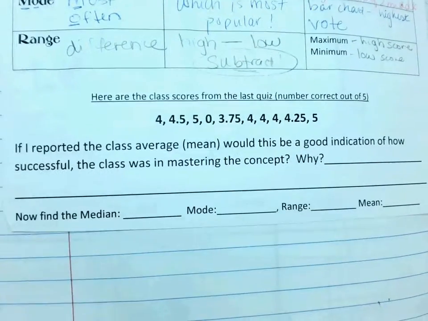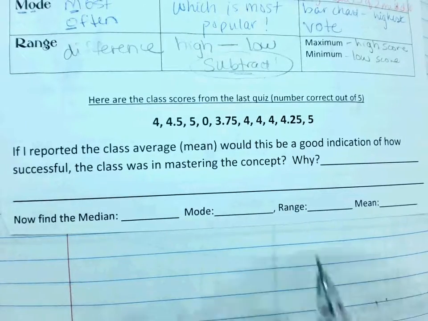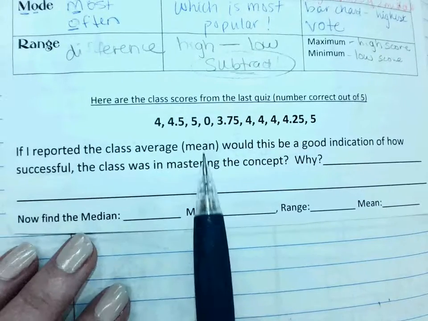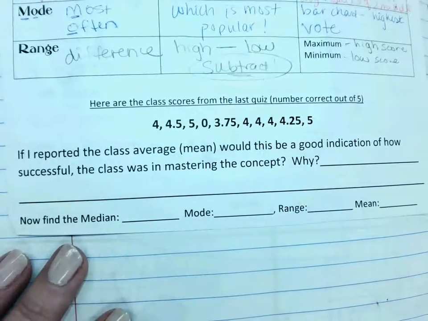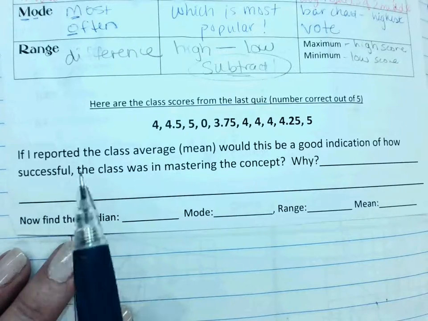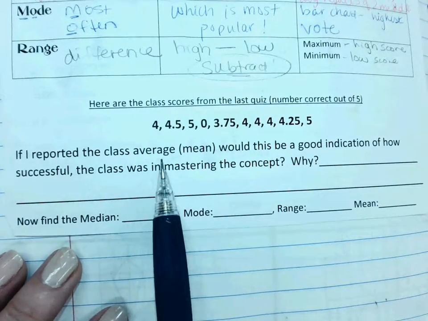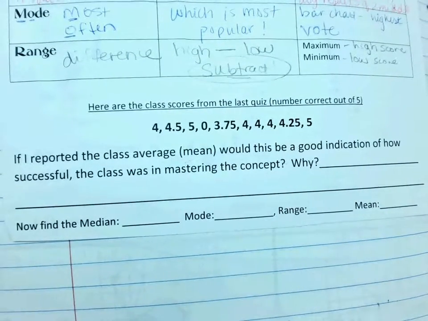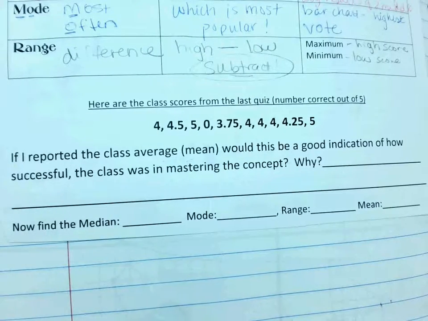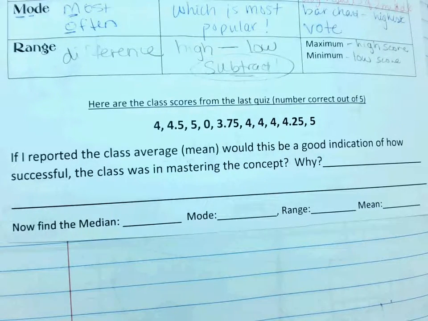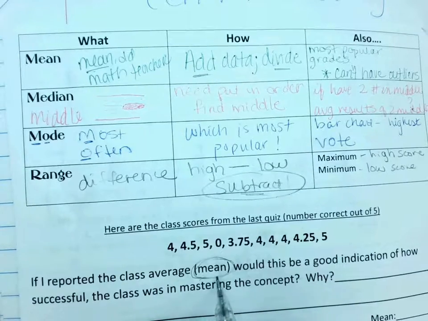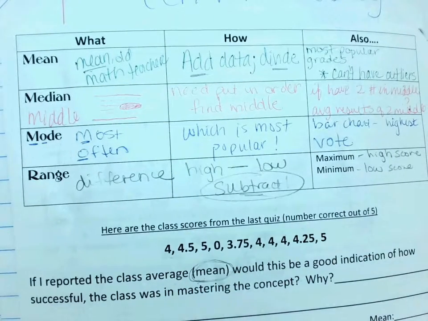So let's talk about how we might use these measures of central tendency. Here are the class scores from the last quiz. Remember, our quizzes are out of 5. So I've listed them here. You can see they are not in order. But before we even begin, if I reported the class average, that means I found the mean and I wrote it on the board, the quiz average, would that be a good indication of how successful the class was? Why or why not? You might pause the video here, think about that, and if not sure, you might go back and read about what we had to say about mean.